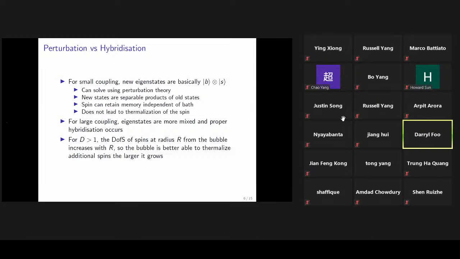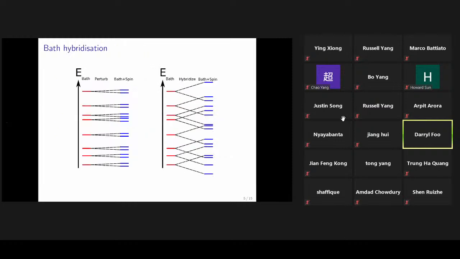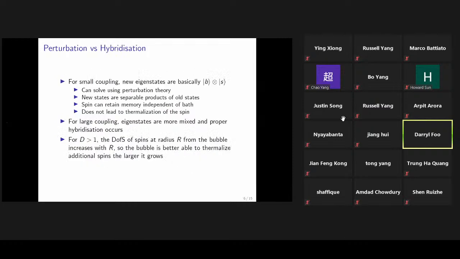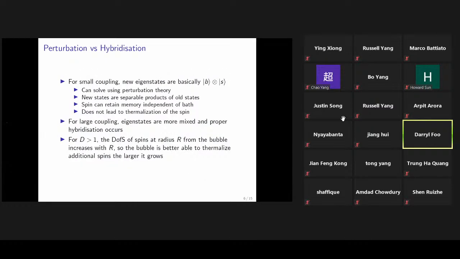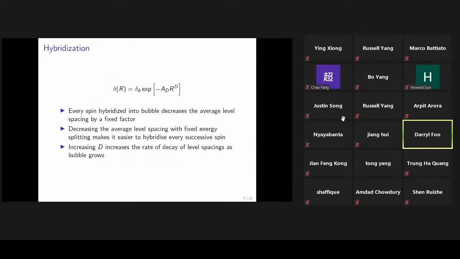Now, I've said small coupling, large coupling, and that's partly inspired by this diagram here, but small compared to what, large compared to what? We are comparing the coupling to the level spacing. And the level spacing is actually the more important thing here. So small coupling means large level spacing, large coupling means small level spacing.